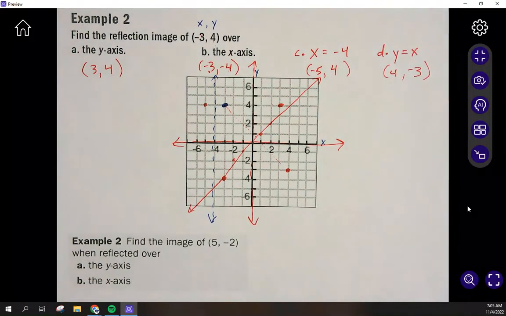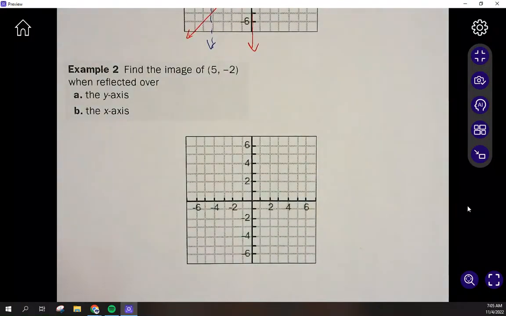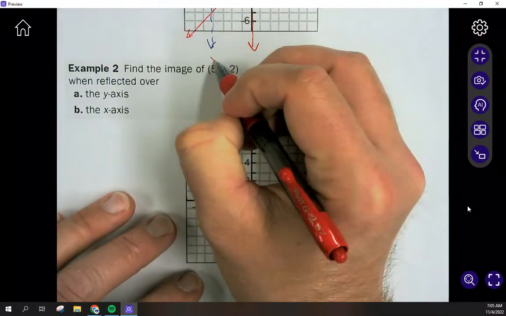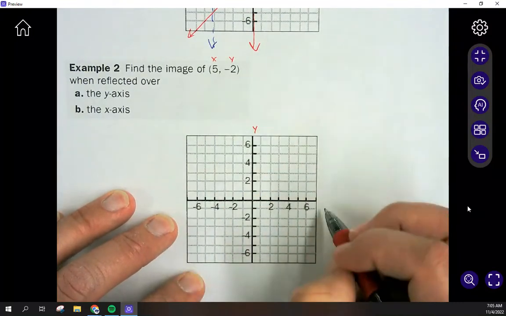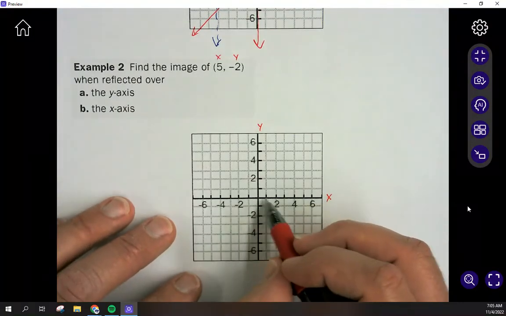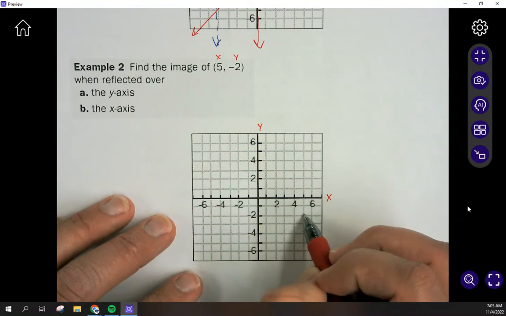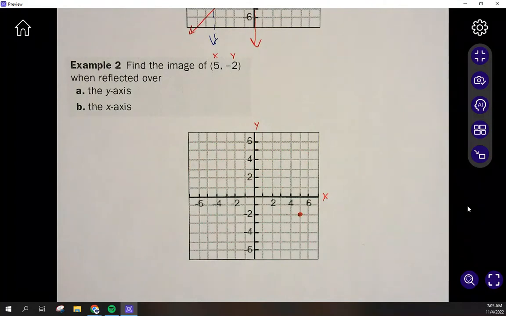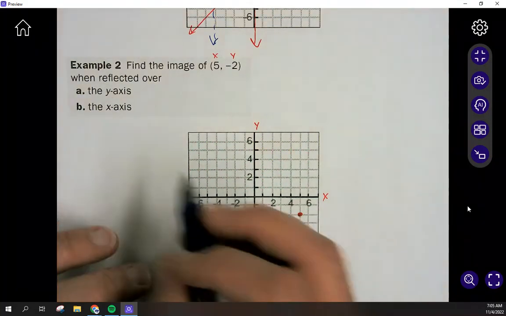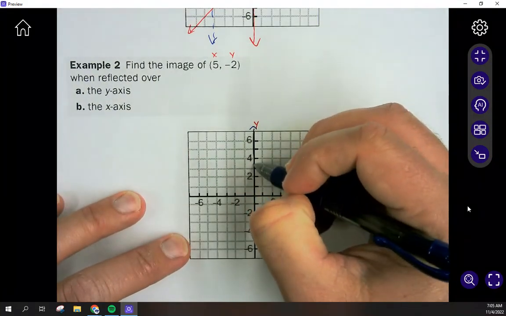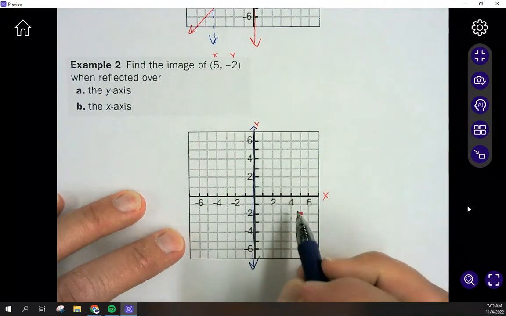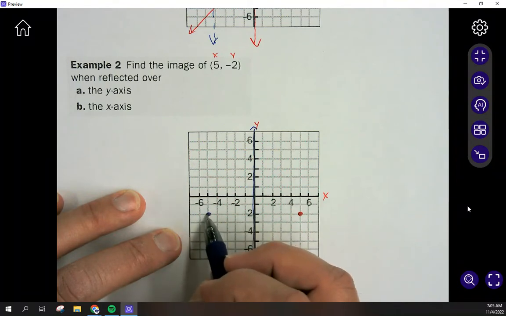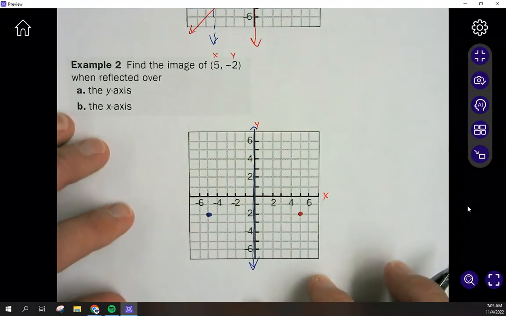All right, so let's try one more like that. We go down to example number 2. Find the image of 5, negative 2. So x and y, this is my y, that's my x. So over to 5 for the x, negative 2 for the y. Let's start by reflecting that over the y-axis. So if we go directly to the y-axis, we are 5 away. We're going to go 5 on the other side. So that puts it right here.